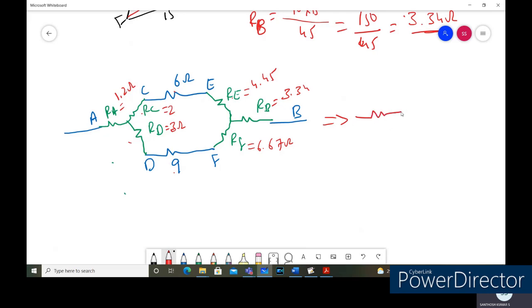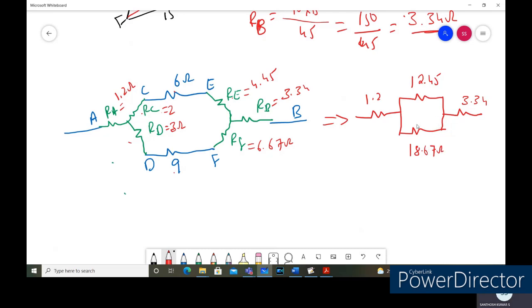So this is the resistance RA, which is equal to 1.2 ohms, in series with these two, which will come in parallel connection. So we'll get like this. So this is 3.34, and here 2 and 4.45 with the 6 will become 12.45 we'll get. And here 9 plus 3, 12, 12 plus 6.67 it will become 18.67 ohms we'll get.